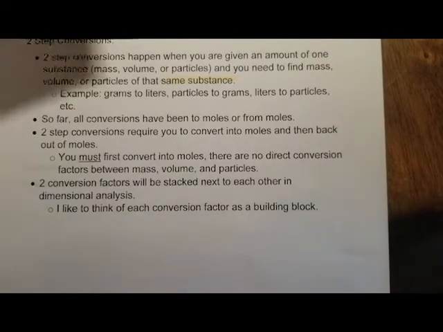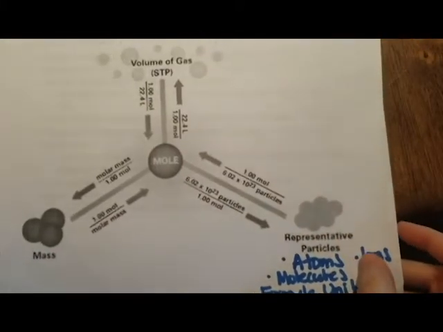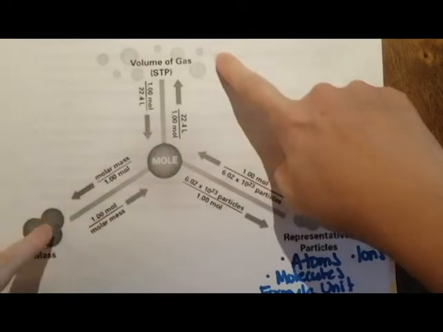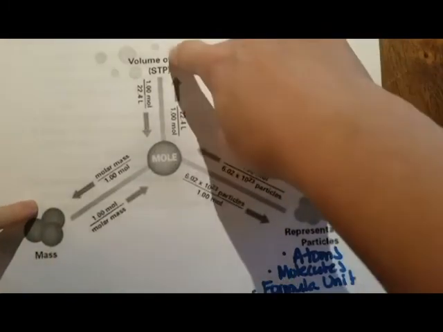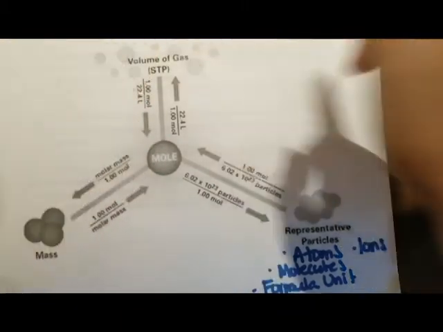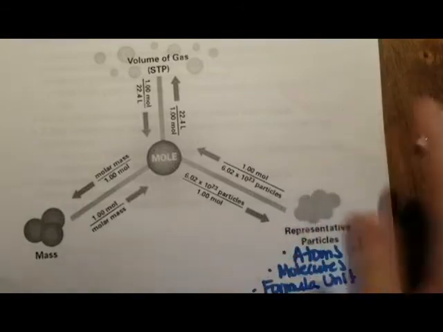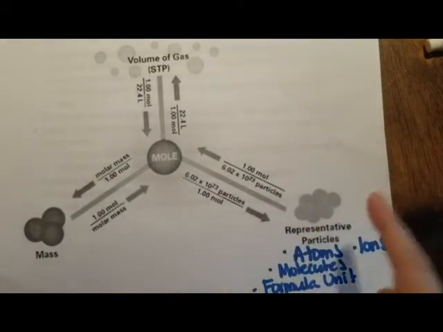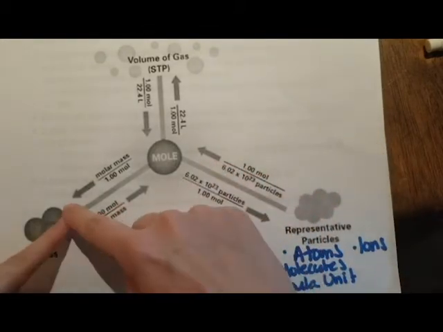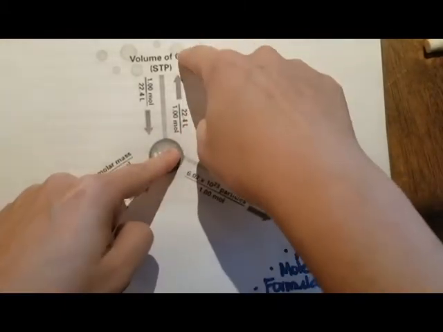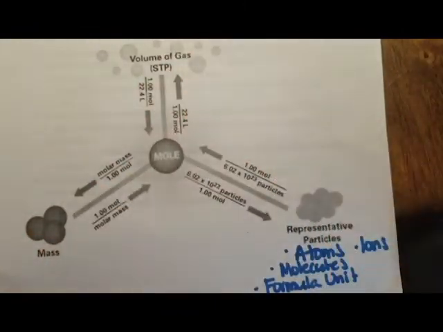So if we look back at our map that we've been using, this happens, for example, if I'm given the mass of one substance, and I want to find the volume of that same substance. There's no road that goes directly between mass and volume, so I'm going to have to actually go through the mole. For two-step conversions, we can tell they're two steps because we're going from one of these three things to another of these three things of the same substance. We will have to do two steps because we have to first go through the mole. So your very first conversion will be into moles and then back out. We can go from any of these three to any of the other three.